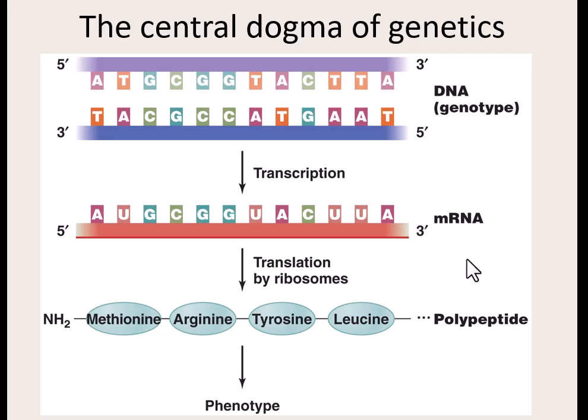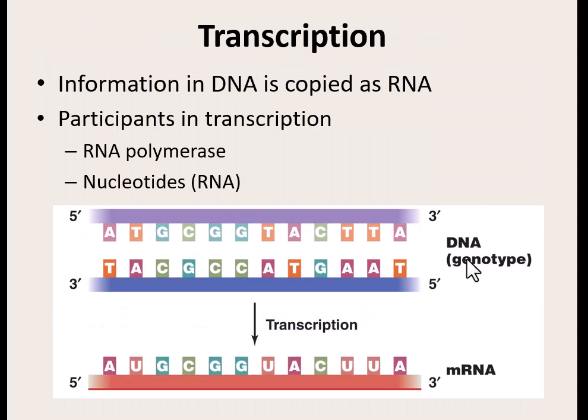Translation is taking that information and reading it and translating it into the language of amino acids. A long chain of amino acids is called a polypeptide. That's like your basics, but we're going to break it down before we get there. So, transcription: the information in DNA is copied as RNA.